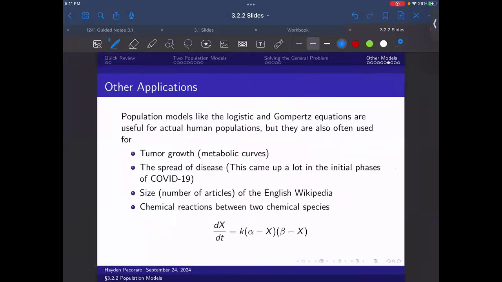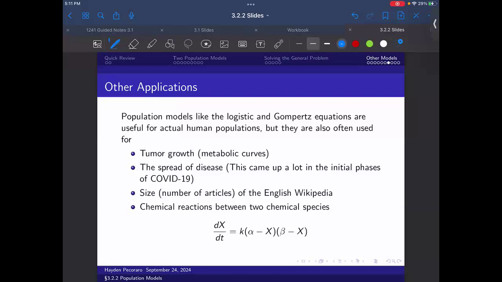And models like the Gompertz and logistic equations can be applied to a lot more than just actual populations. So you can think about the number of cells in a tumor, and people actually do this. If you look at some medical papers, on tumors specifically, you'll see things called metabolic curves. And these talk about the rate at which your tumors are growing, right? So you want to measure those metabolic curves, and hopefully they are getting smaller, not bigger, right? That means that your cancer is shrinking, not growing.